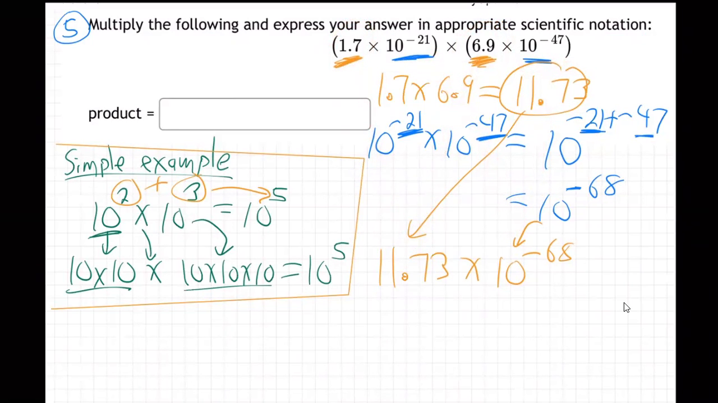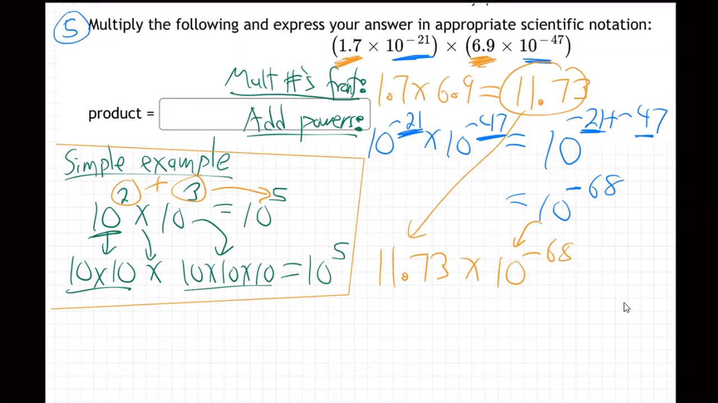So we multiply, let me write a note somewhere for us. We multiply the numbers in the front, and we add the powers. Multiply the numbers in the front, add the powers, boom, we got it.